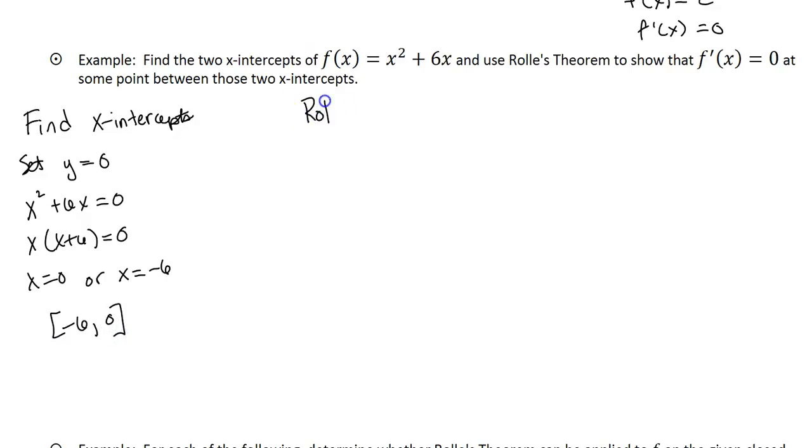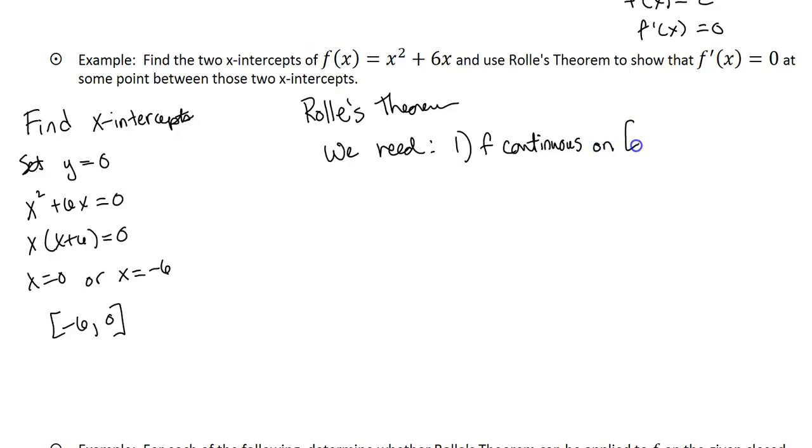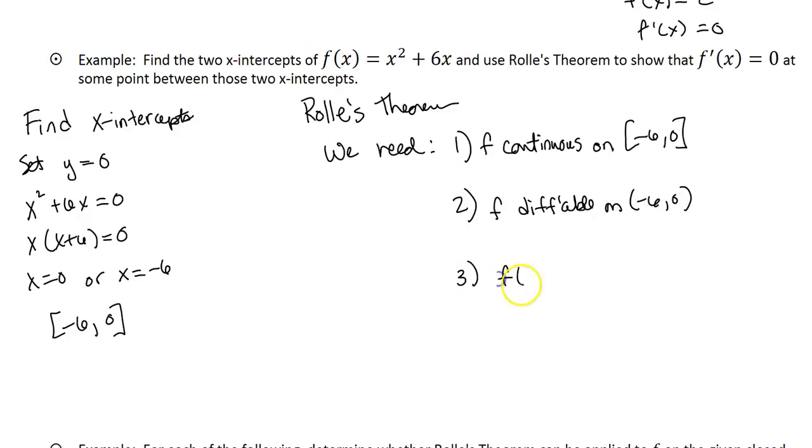So for Rolle's theorem, the other part of this problem, we need three things. Number one, we need f continuous on the closed interval from negative 6 to 0. Number two, we need f differentiable on the open interval from negative 6 to 0. Number three, we need f of negative 6 equal to f of 0. So let's go through and verify those.